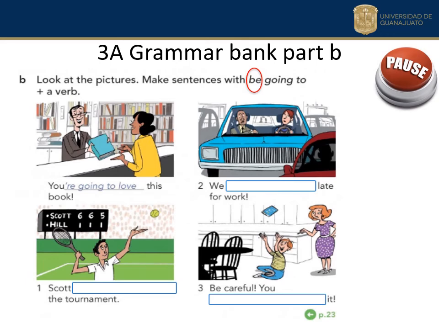Now we have part B. And look at the pictures. Make sentences with be going to plus the verb. Remember the verb to be or the verb be, you need to change it depending on the person or the subject. So here's an example. You're going to love this book. Ok, aquí ya cambiaron la R, perdón, apóstrofe RE porque tenemos el pronombre you. So queda you're going to love this book. Alrighty, so right now pause the video so you can do these 3 phrases, these 3 sentences.